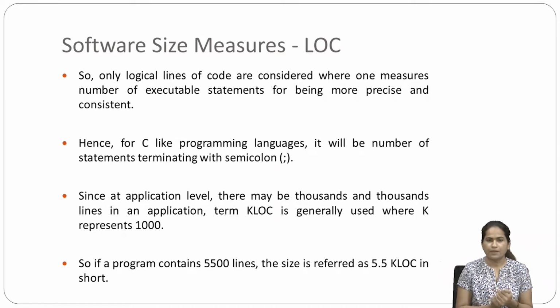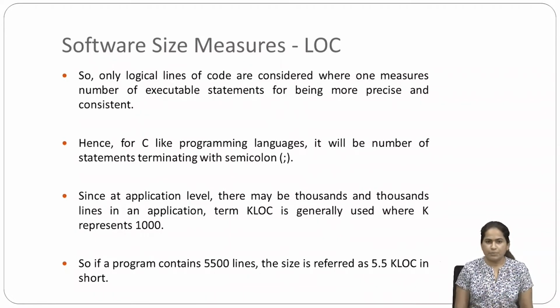Then, for C-like programming languages, it will be the number of statements which are terminating with a semicolon. When we are talking about a C program, how will we count the number of lines? By finding the semicolon sign. Wherever we find one, it will be considered as one line.